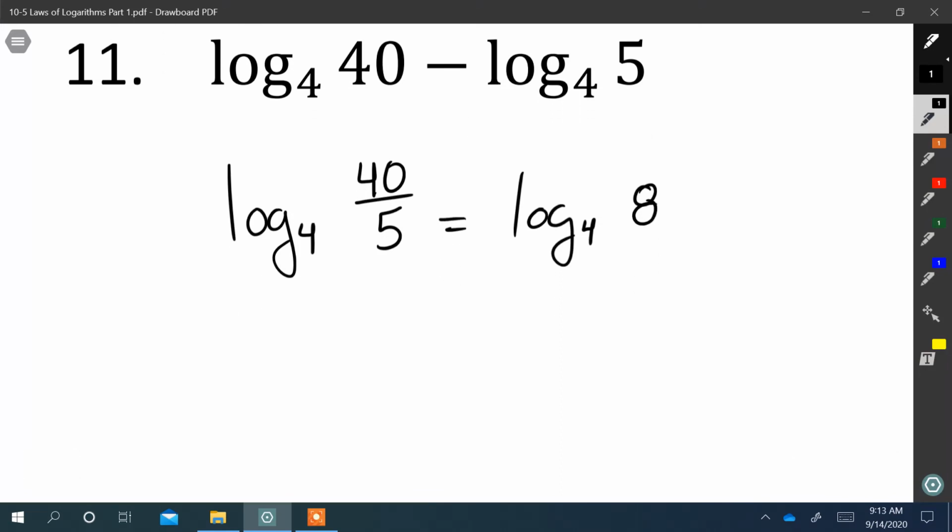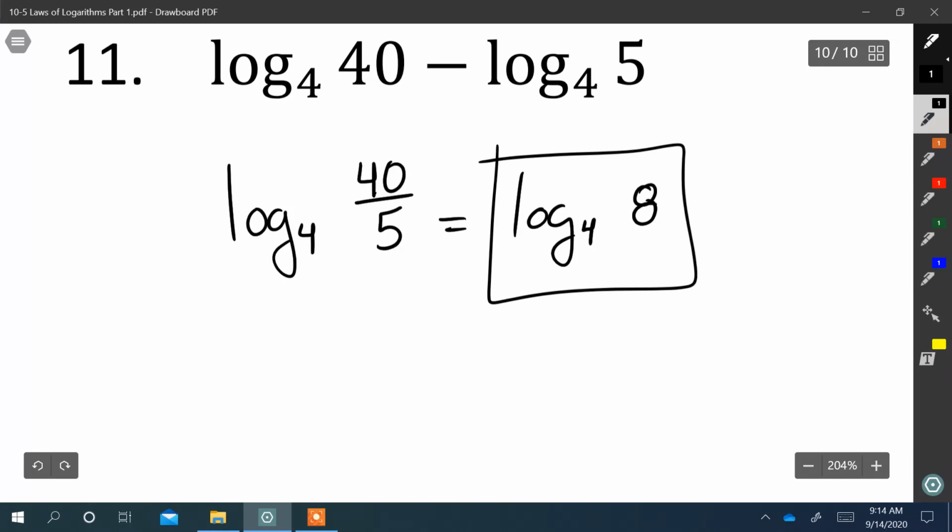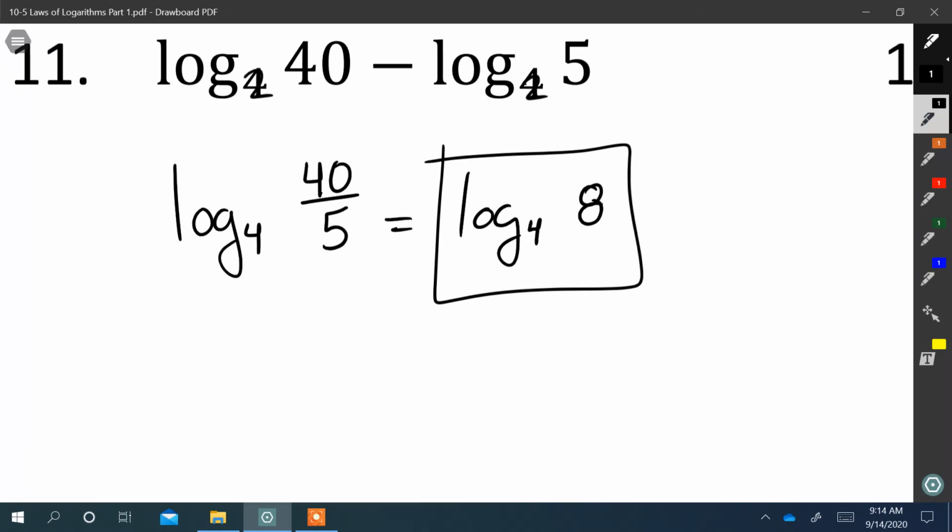Let's see if we can simplify this or not. If I were to translate this, it would be 4 to the x is equal to 8. But then, yeah, I couldn't do this one, so the answer would just be that. I couldn't simplify it even more, because I can't rewrite 8 using base 4. If it was a 2, that would be even better, but it's not. So let's move on. That's all we do, guys.